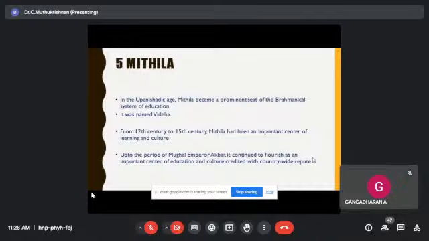And the fifth one is about Mithila. What is meant by Mithila? In the Upanishadic age, Mithila became the prominent seat of the Brahminical system of education. They didn't give a chance to other people. It was named Mithila, and it also has another name, Vidya.